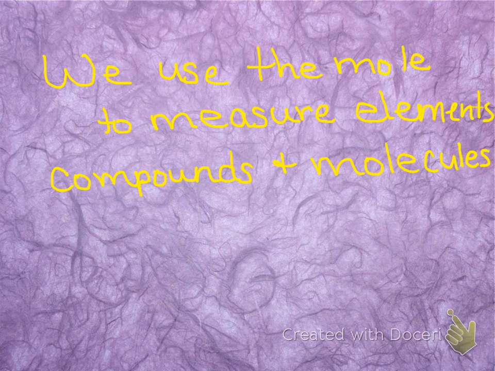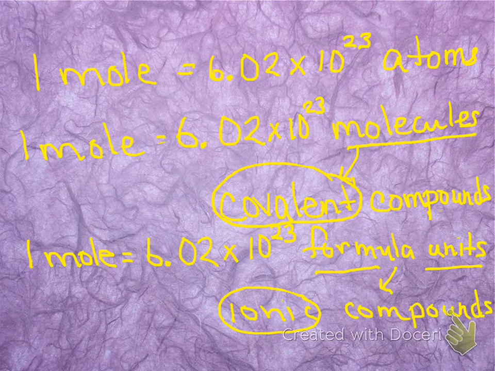And what we're going to use the mole for is to measure elements, compounds, and molecules. So a mole, if I'm talking about atoms, a certain element, a mole is 6.02 times 10 to the 23rd atoms. If I'm talking about covalent compounds, here's some vocabulary you should keep in mind.